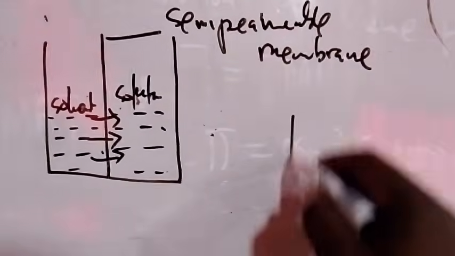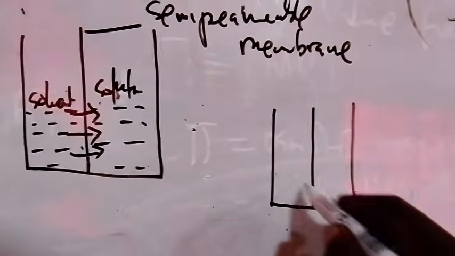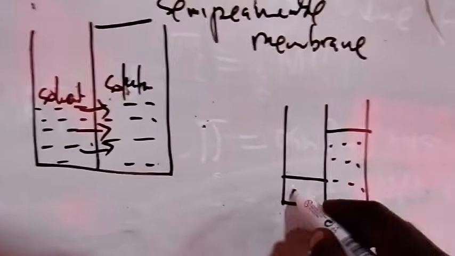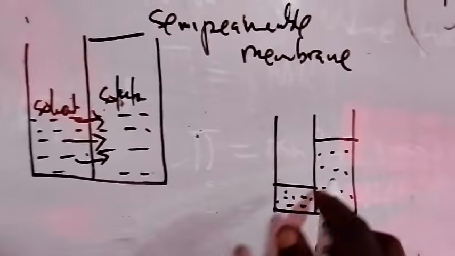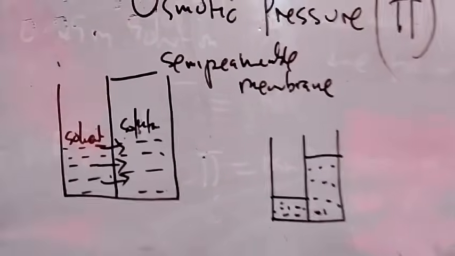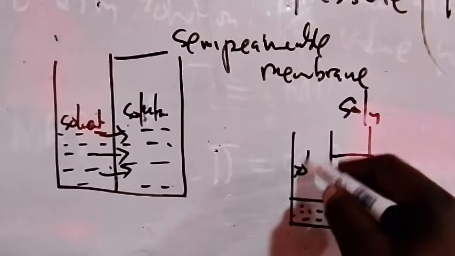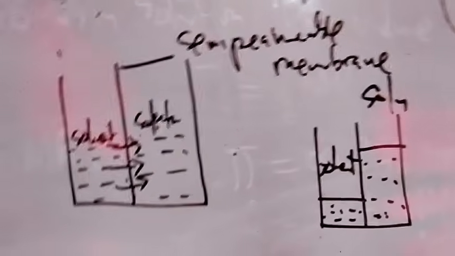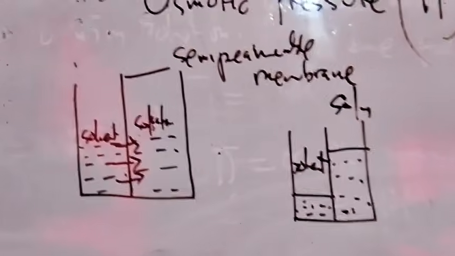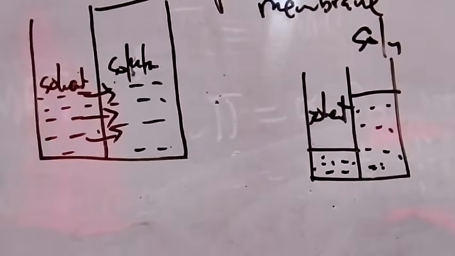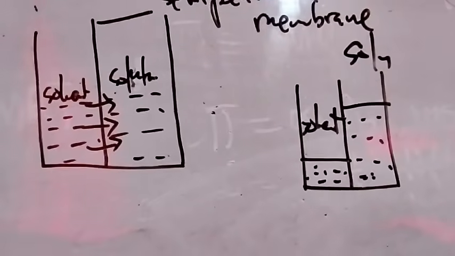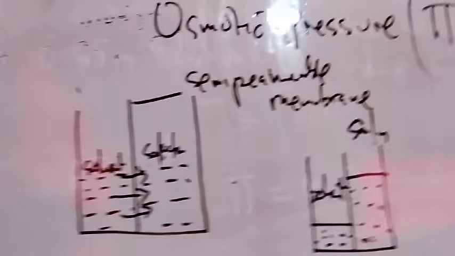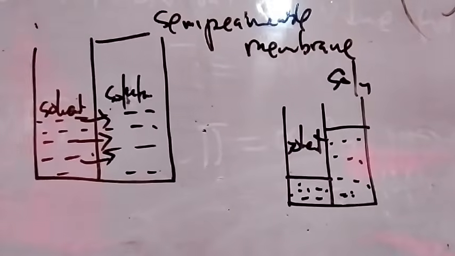As a result, after some time, the level of the solvent will go down and the level in the solution will go up, since only the solvent is going into the solution compartment. So this pressure, which is there to stop osmosis, is what we call osmotic pressure, pi.